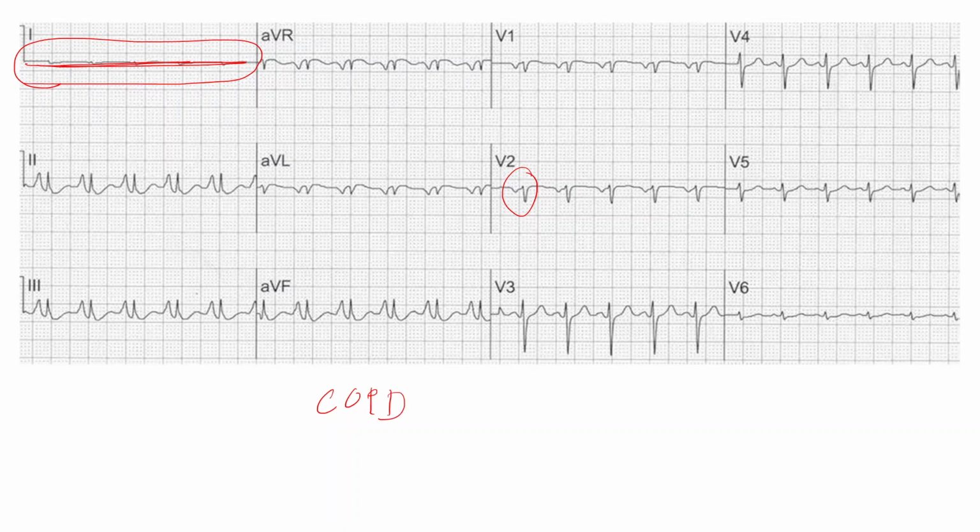One more thing you can definitely appreciate is that the P wave is tall. P wave is tall. That is also known as P pulmonale. So there is definitely right atrial enlargement also.